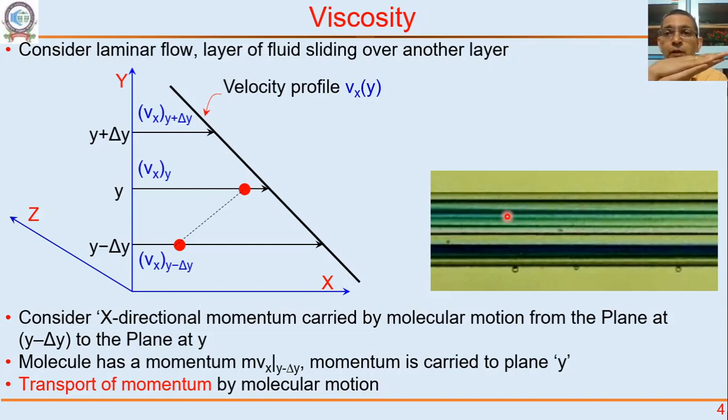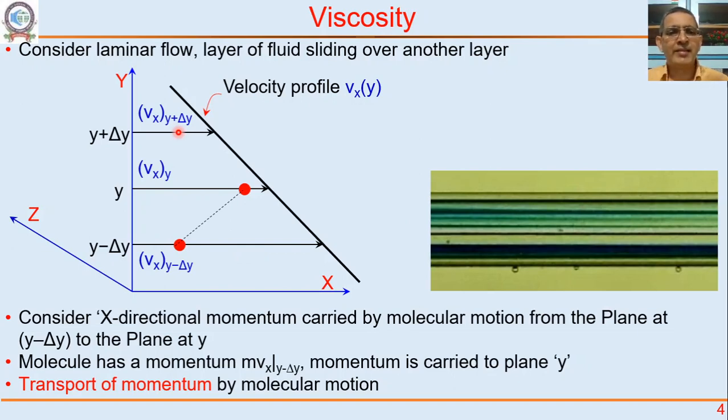So first of all, what we are going to look at is how much force is experienced by one layer sliding over another layer. What is the reason for that force, and how do we quantify that force, and then how do we use that to get the important details like pressure drop, friction factor, and so on. So imagine that we have different layers like this. I'm just showing you 3 layers. Let's say this is layer 1, this is layer 2, and layer 3.